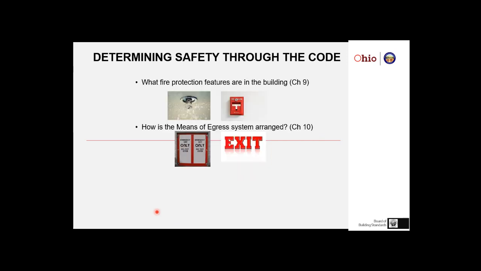What fire protection features are in the building, whether it has sprinklers, whether it has fire alarm, how the means of egress system is arranged? All of these things are outlined in the building code, and behind the scenes, we've shared with you that these are tools that are used to manage the risk of the fire hazard.